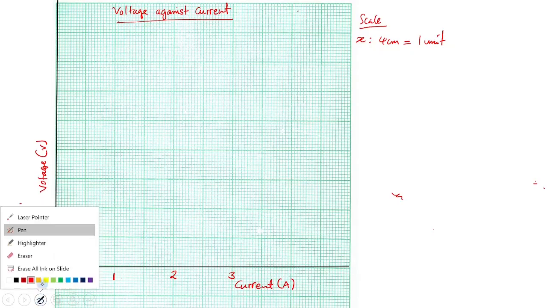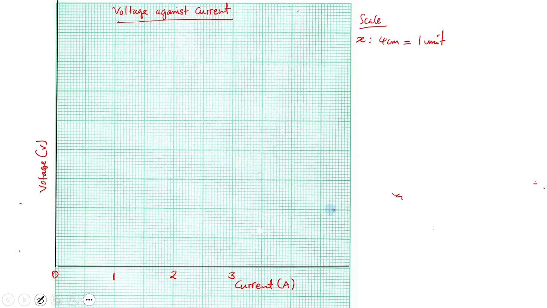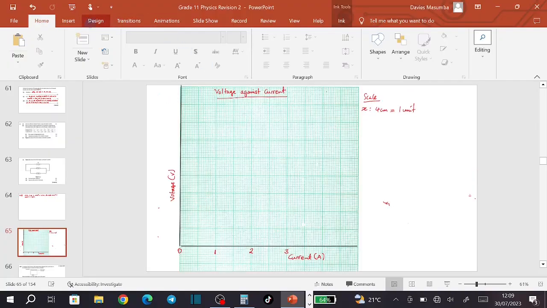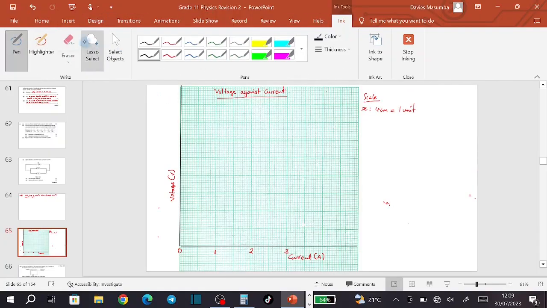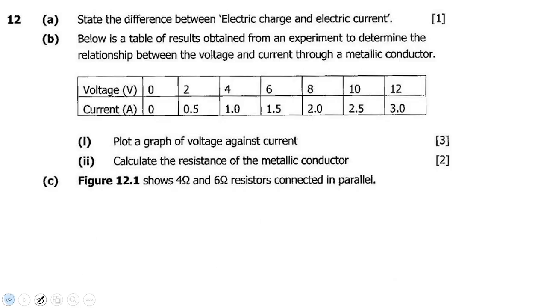Then let me rub these things here first. This red ink here is disturbing me. So then we'll come back to this other part here.